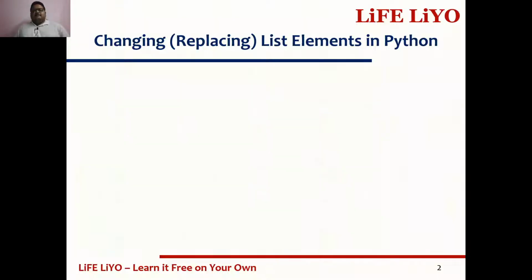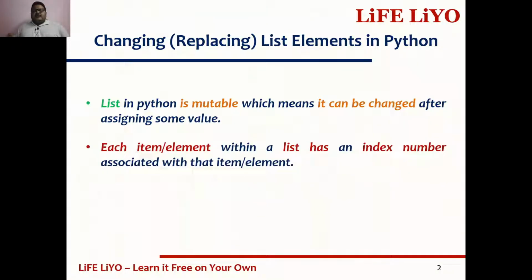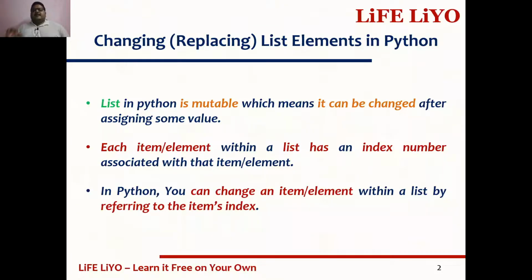We know that a list is a mutable type, which means once it is defined or assigned some value, it can be changed in the future. So a list in Python is mutable. Each and every item in a list is associated with an index number. This index number plays a key role in changing the item in a list. You can change an element within a list by using the item's index.